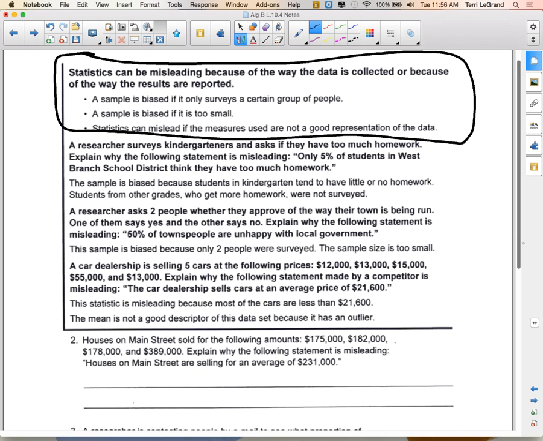So give me an example of a bias. How could you make a sample biased if it only surveys a certain group of people? Can you give me an example of something that you're wanting to prove, so you're only going to survey these people? Cody?